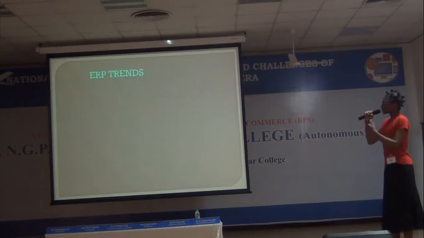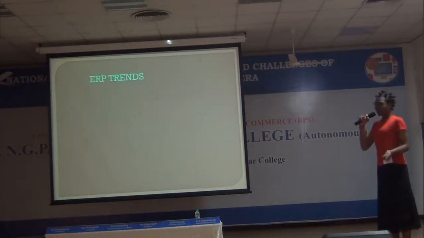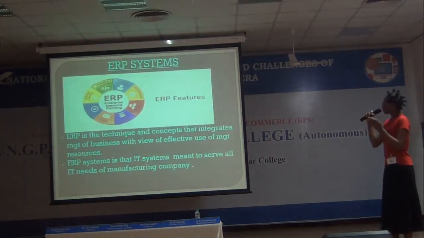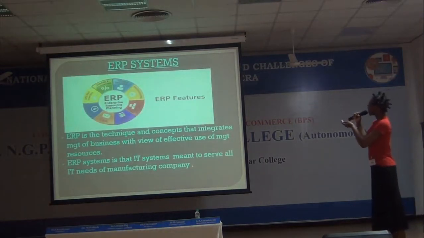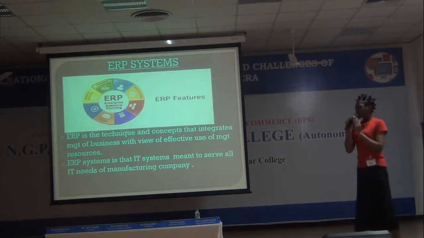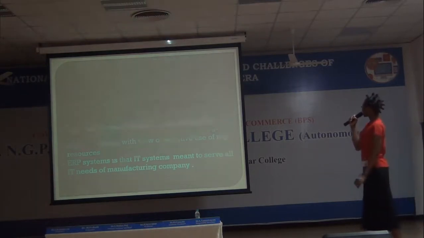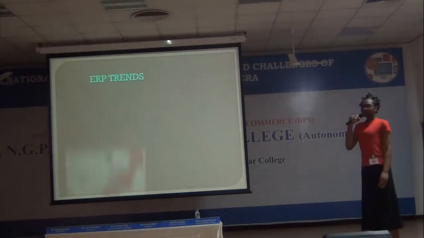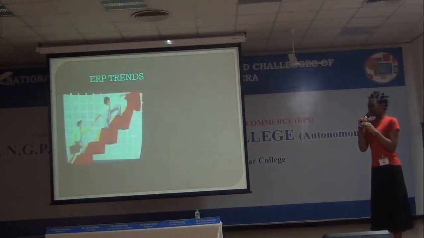Here are the features of enterprise resource planning. It combines finance, HR, customer relationship management, data services, and projects. It combines all of this in one. These are the features. Next slide. Now I'm going to talk about the trends in ERP systems.